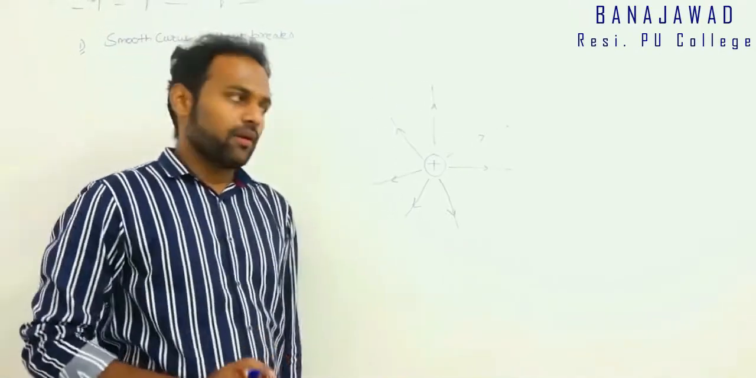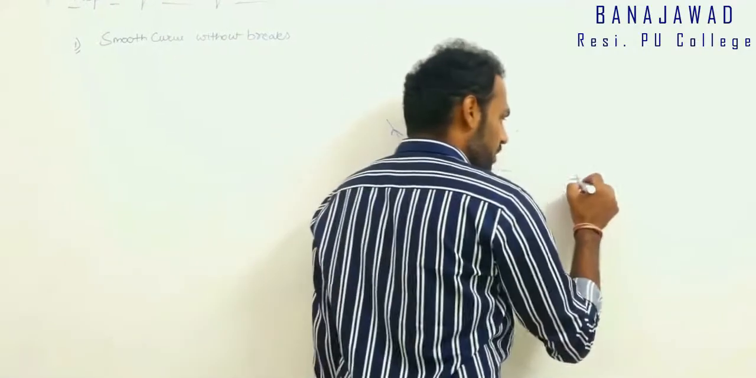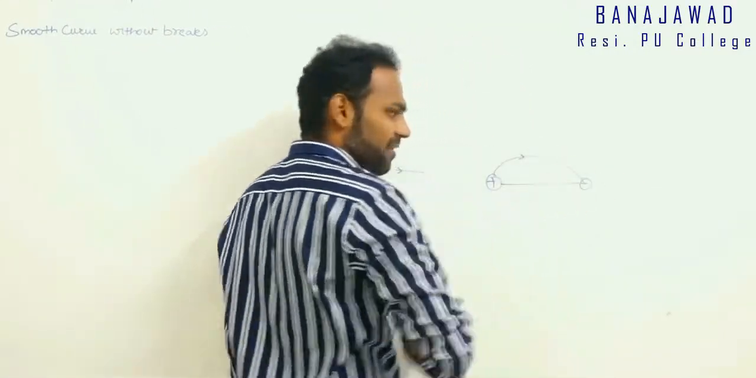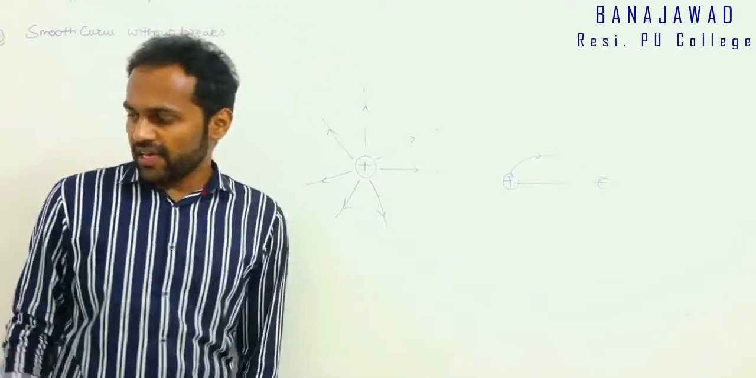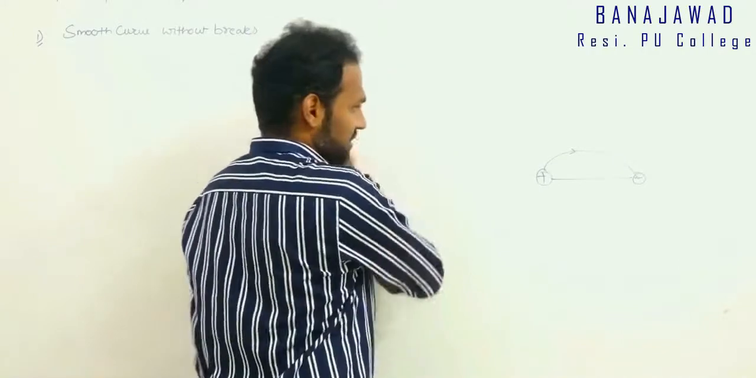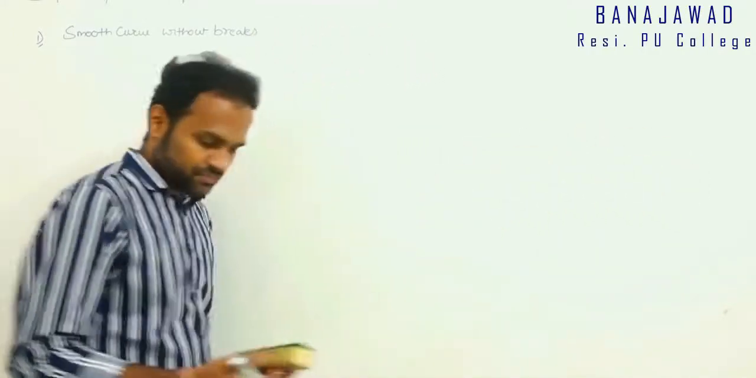Nowhere are they broken. If we are taking a dipole, then the electric field lines will be in this way, but they will not get broken anywhere. So the electric field lines are continuous smooth curves without any breaks. This is the first property.